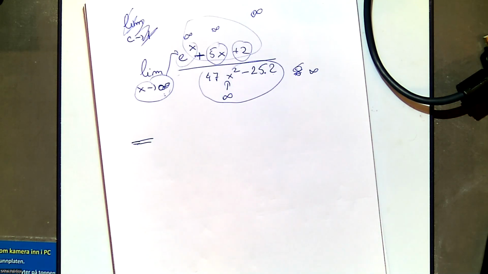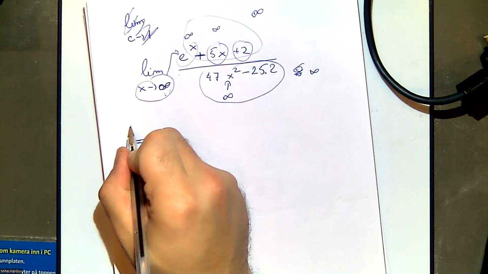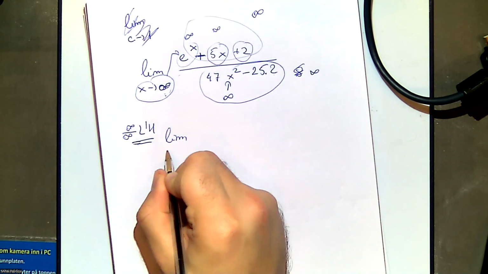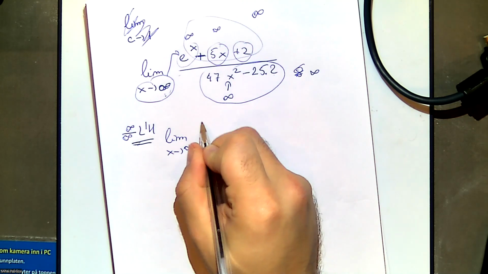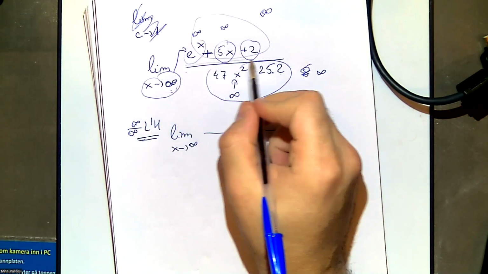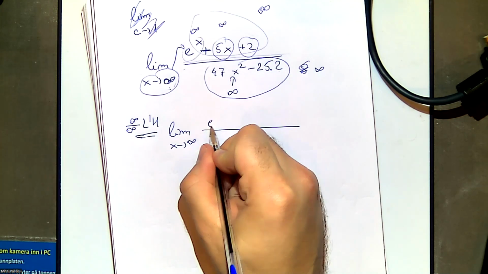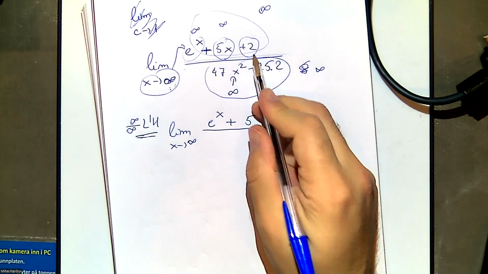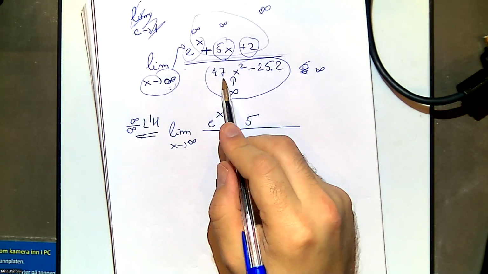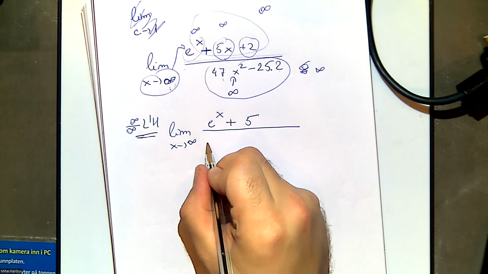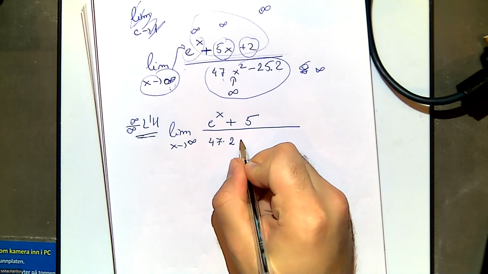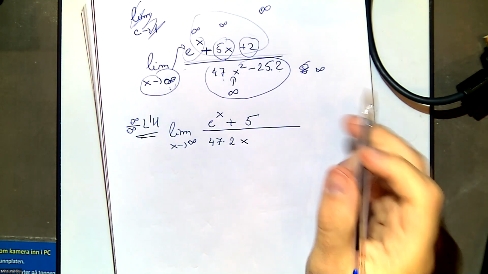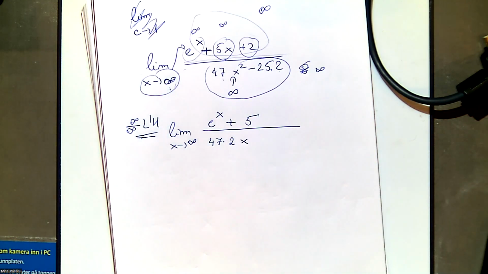So I have an infinity over infinity case, so I'm going to apply L'Hopital, and I get limit x goes to infinity, e to the, again, derivative of what's up top. E to the x derivative, e to the x. Plus 5x derivative, 5. 2 goes away. 47x squared, that's 47 times 2x. Minus 25.2 goes away. So I'm stuck with this.